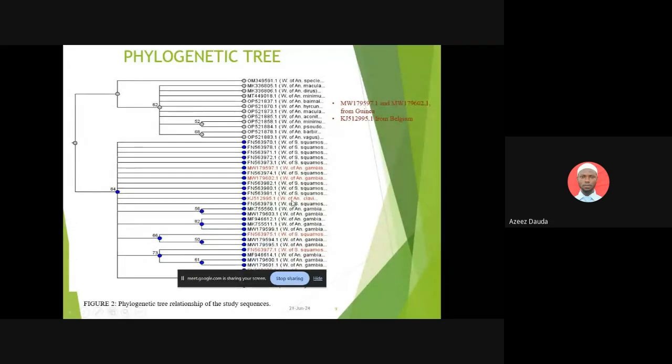So you can imagine having a Wolbachia sequence from a particular mosquito having its way, I mean its similarity, some similar sequences with that of the squamosum in Ghana.